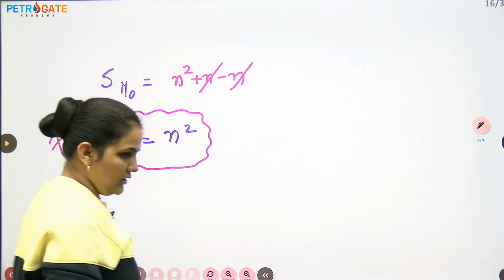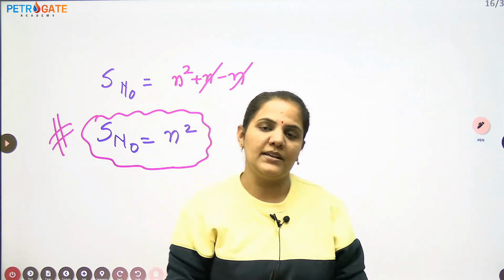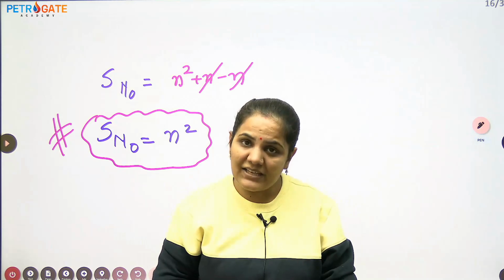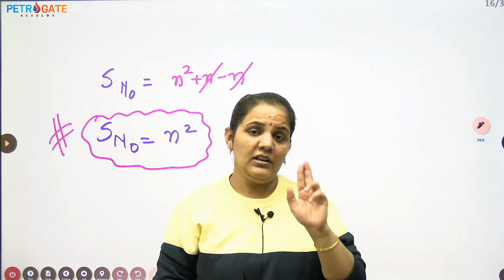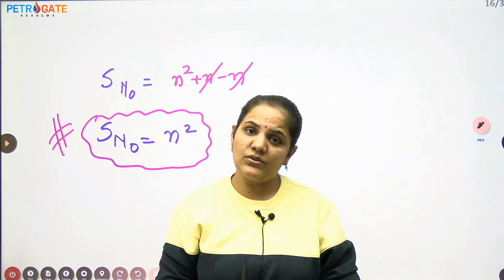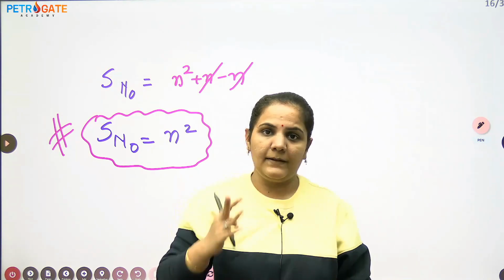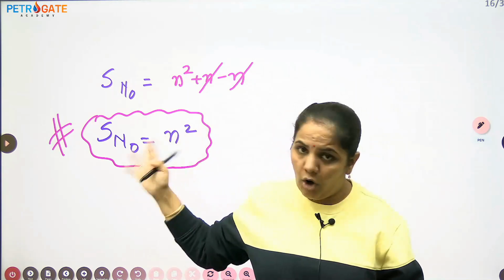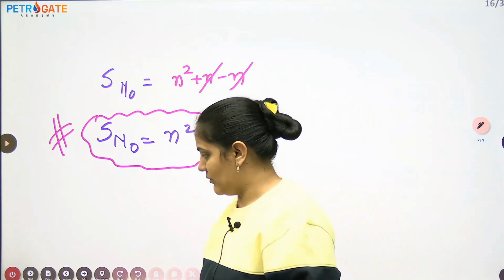Clear? So these are the three formulas which you should know, because these formulas are base. First one is the sum of first n natural numbers, that is n into n plus 1 by 2. Second, the sum of first n even natural numbers, that is n into n plus 1 only. The third one is the sum of first n odd natural numbers, it will be n square only.